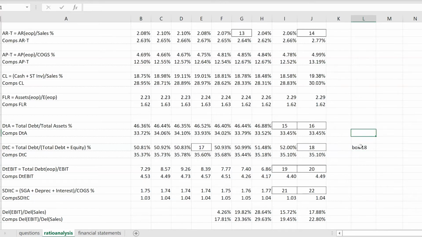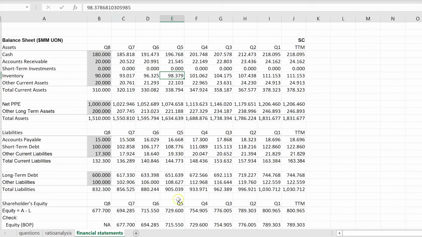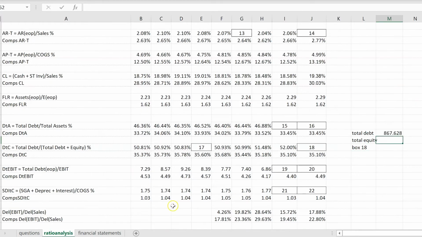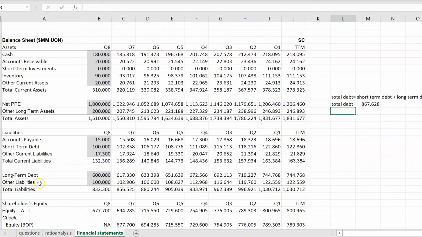To solve for this, we are going to need total debt and total equity. All right, we'll go to financial statements, go find out what these numbers are. All right, so total debt is going to be found on the balance sheet. Be sure when you're solving for total debt that you have both your short-term debt and your long-term debt. Okay, so total debt is equal to short-term, which is right here, plus long-term, which is right down here. So this is the total debt number. We're going to put that over to the ratio analysis page. We'll go solve for total equity, which would be right down here. Sound Capture's equity, we have equity right here.